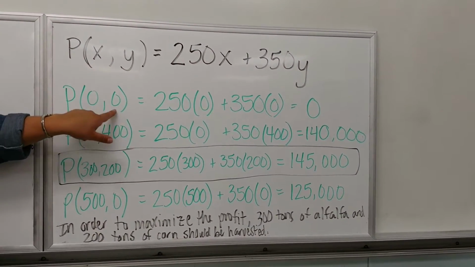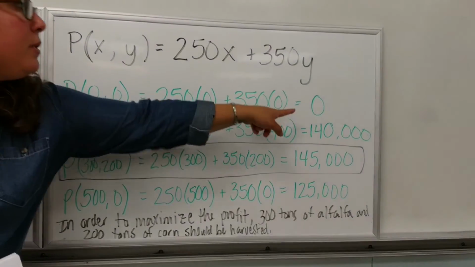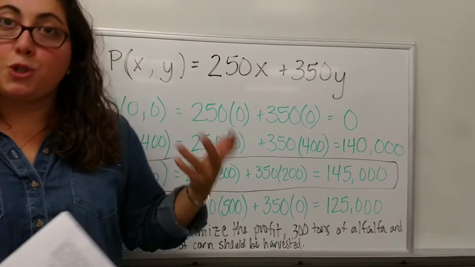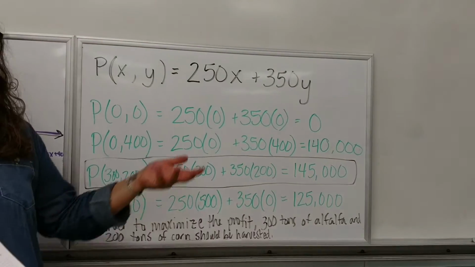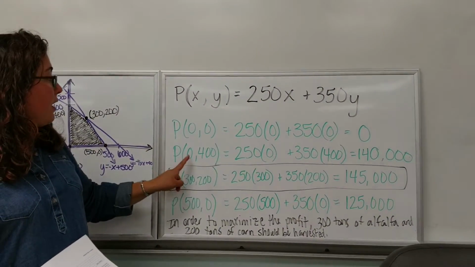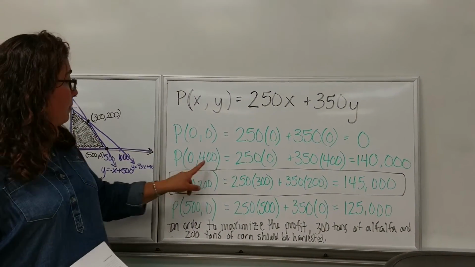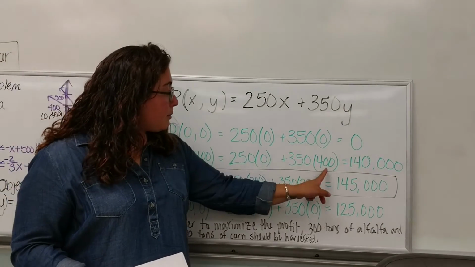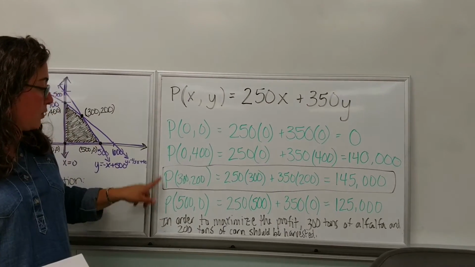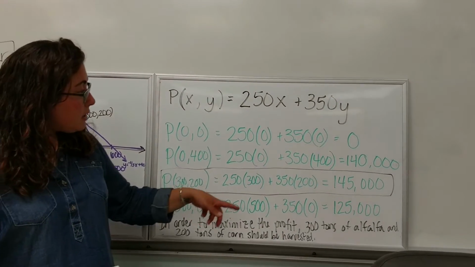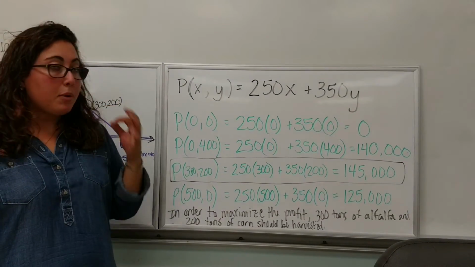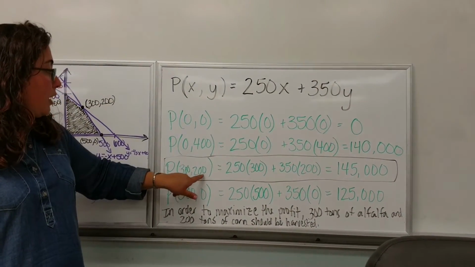You substitute in for X and for Y, and you solve. Our point (0, 0) produces 0 profit. That should make sense: if you don't have any corn or alfalfa, you're not going to make any sort of profit. If I have 0 tons of alfalfa but 400 tons of corn, substituting in, I should make $140,000. You would do the same for each of these. You will notice that one of them is higher than the others. That happens to be your maximum profit, which is the point (300, 200).